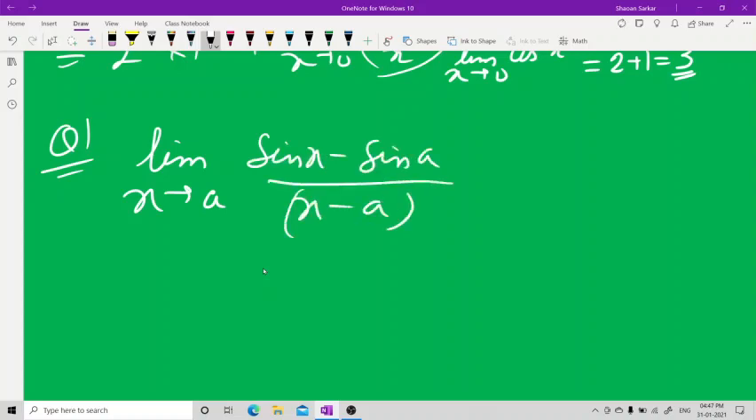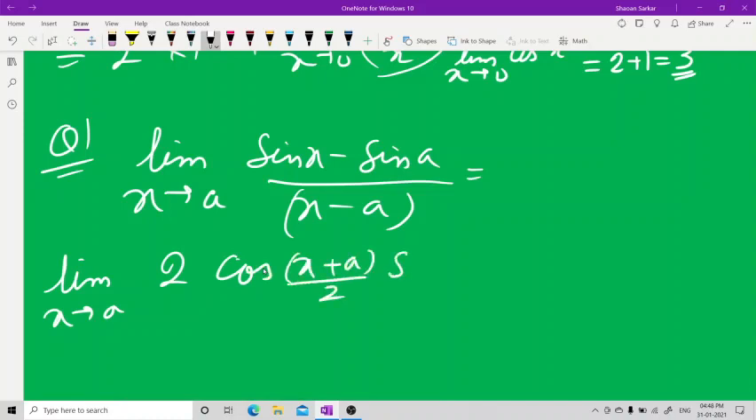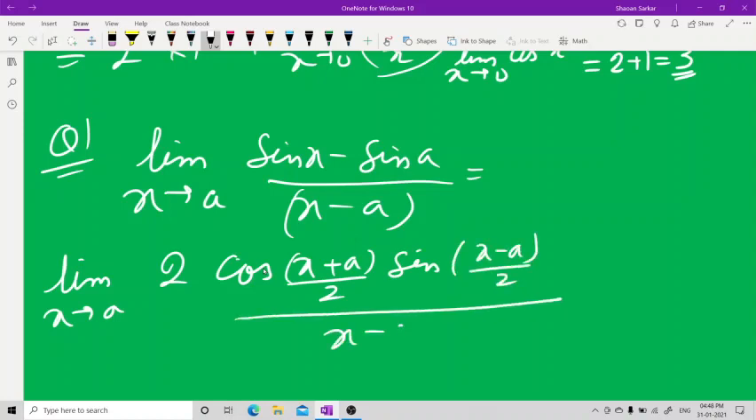I have told you this formula, sin c minus sin d. So you need to write limit x tending to a, 2 cos, sorry, it starts with 2 cos, 2 cos (x plus a) by 2 sine (x minus a) by 2, upon x minus a. Now you have x minus a here, right? Now at a this will become 0.